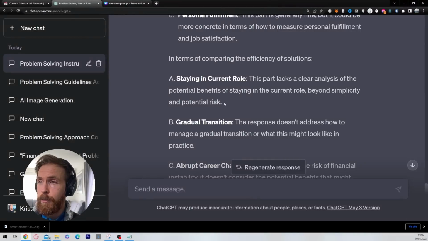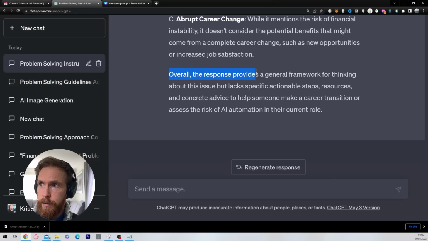So that can be very helpful, as we might see in the next step. And it does the same here for the solutions, right? Overall, the response provides a general framework for thinking about the issue, but lacks specific actionable steps, resources, and concrete advice to help someone make a career transition or assess the risk of AI automation in their current role. Very interesting, actually. But now we're going to pick it up a notch and introduce our final role.